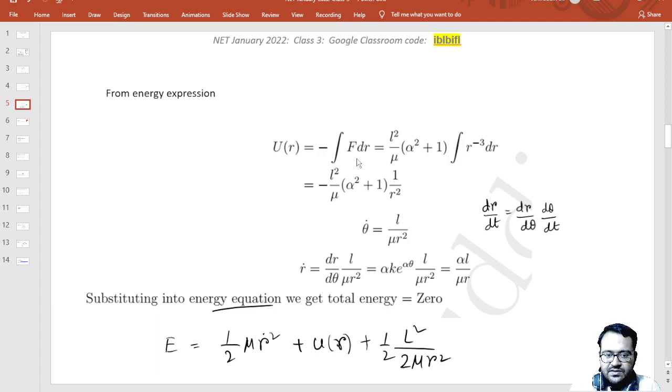Substituting into the energy equation, you get total energy is 0. Total energy is 0. That you do yourself.